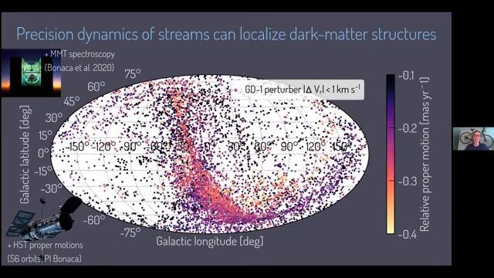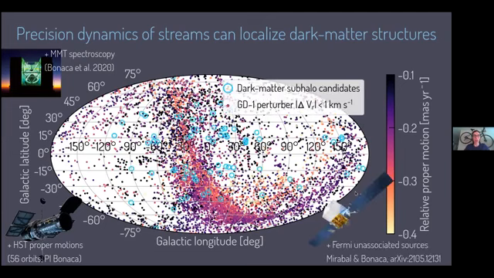An exciting possibility is that we might combine or search for different signatures of dark matter. This localization is mainly through its gravitational interaction with the stellar stream. However, some models of dark matter predict some signatures also in the gamma rays.